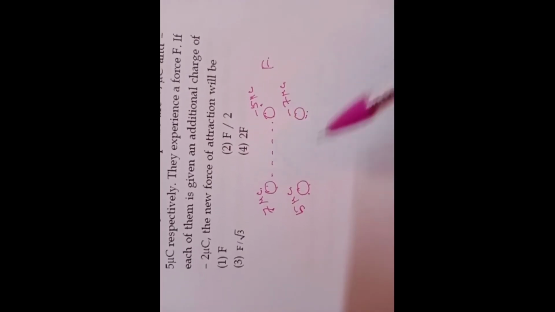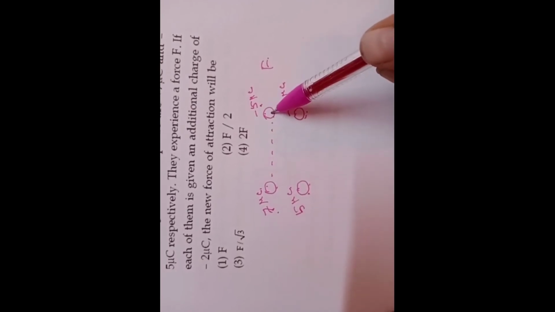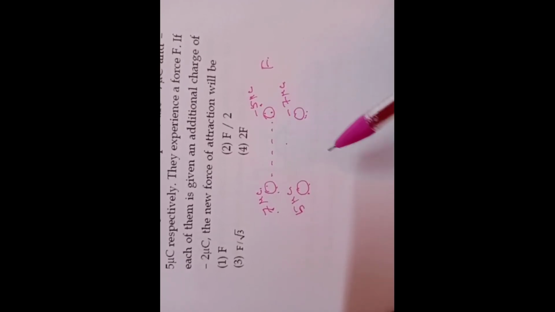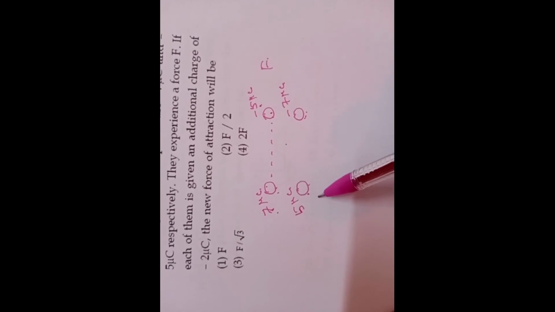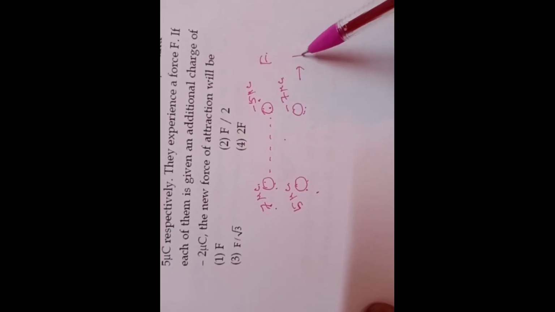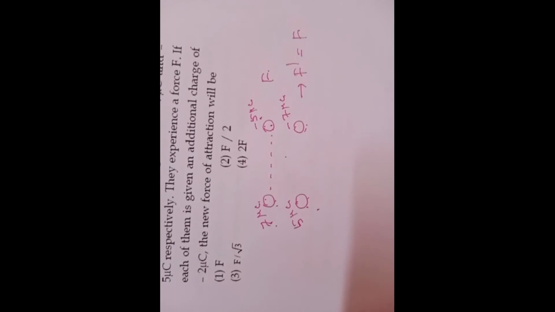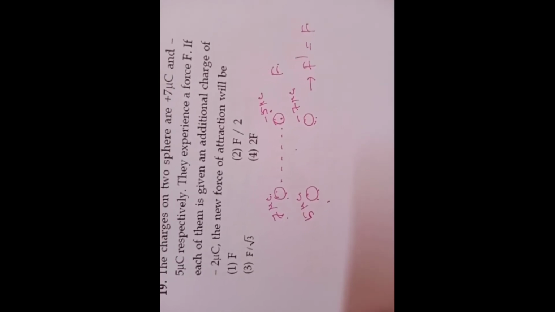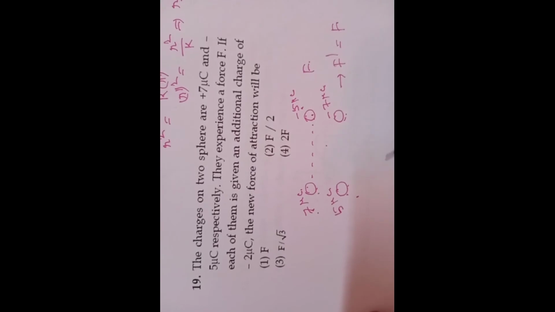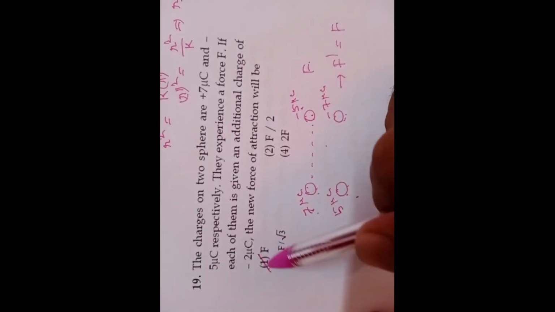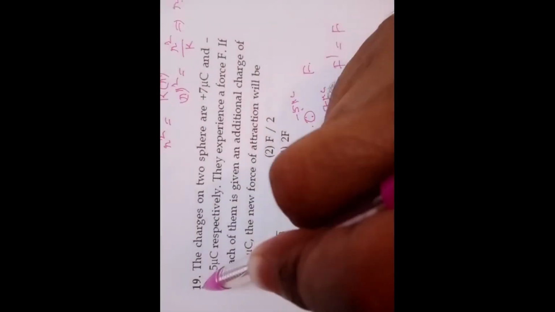Same distance. So here 7 into 1 by 4 pi epsilon naught, 7 into 5 by R square. Here 1 by 4 pi epsilon naught, 5 into 7 by R square. Same you will get. This new force is also equal to the previous existing force. So answer for this 19th question will be F. Same force will be there. Okay, clear?